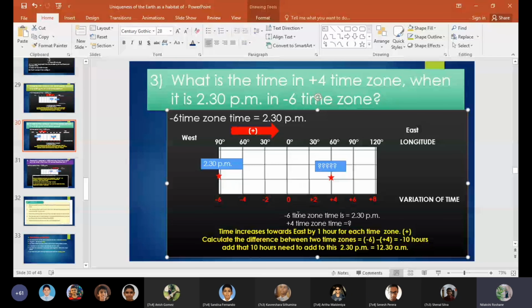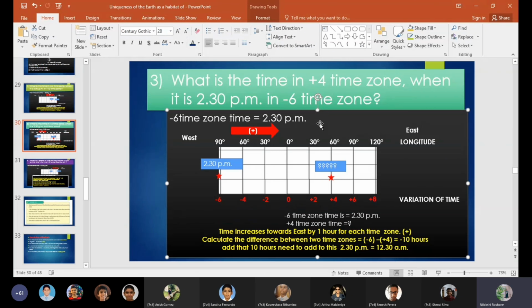Next they are asking about the plus 4 time zone. What is the time in the plus 4 time zone? Again, you need to add 4 hours to 8:30 p.m. So what is the time in the plus 4 time zone? 12:30. Is it PM or AM? Yes, it is AM, not PM.